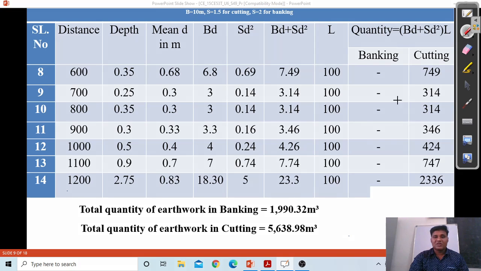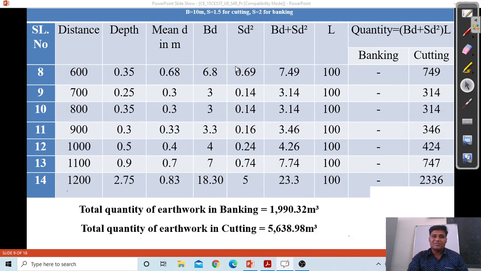So here you can see the quantity of cutting is more than quantity of filling, but usually when you are going to practice, you have to make sure in such a way that the quantity of cutting should be equal to quantity of filling, because here the cut portion around 3500 cubic meters or 4500 cubic meters we have to dispose to a certain lead. So this is the method for calculating the earthwork.